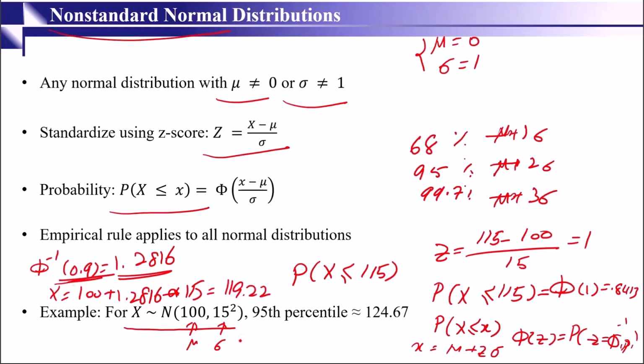I want to find the 95th percentile as well. In this case, phi inverse of 0.95 is equal to 1.64, then 100 plus 1.64 multiply 15 is equal to 124.67. It means this is the critical value for the 95th percentile.